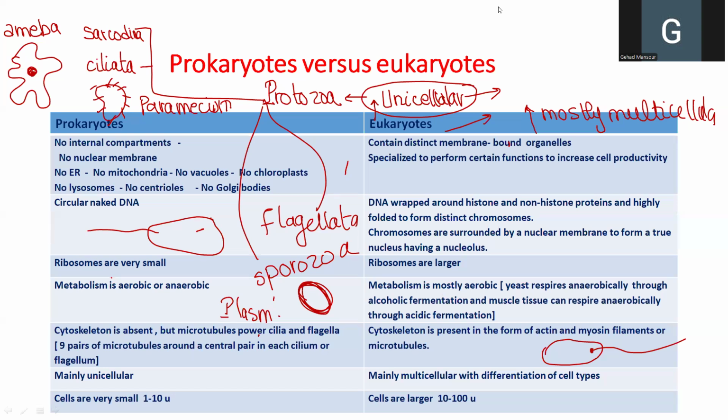Of course, prokaryotic cells are smaller, and as you see at the bottom of the table, their diameter ranges between 1 and 10 microns, whereas that of eukaryotic cells is larger, and it ranges between 10 and 100 microns. Let's move on to the next slide.